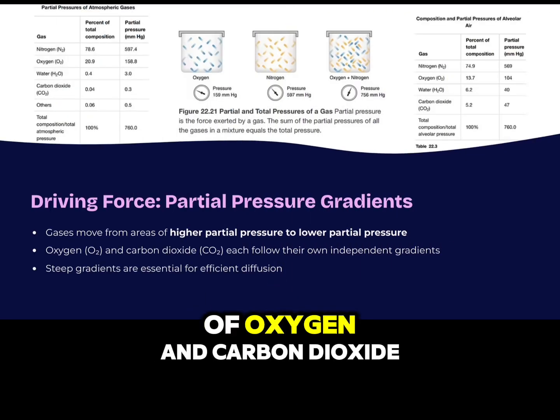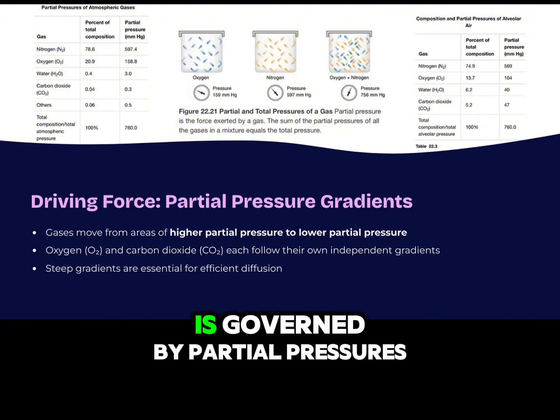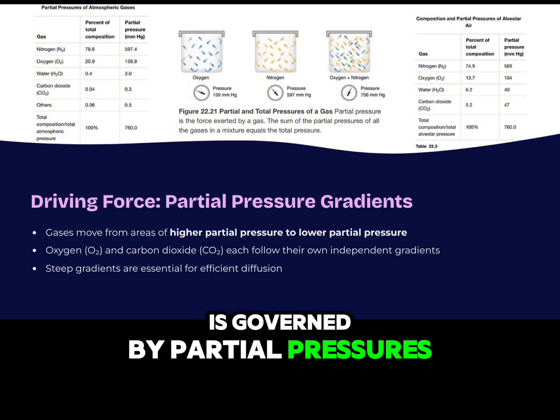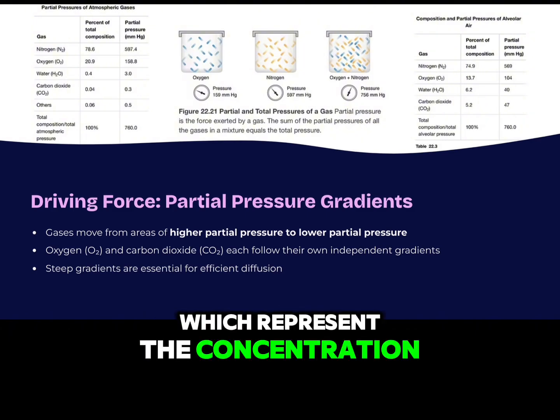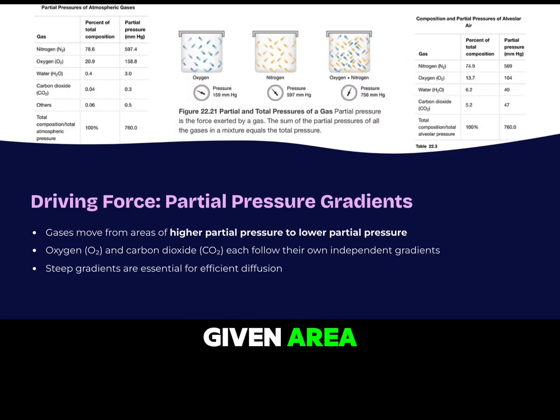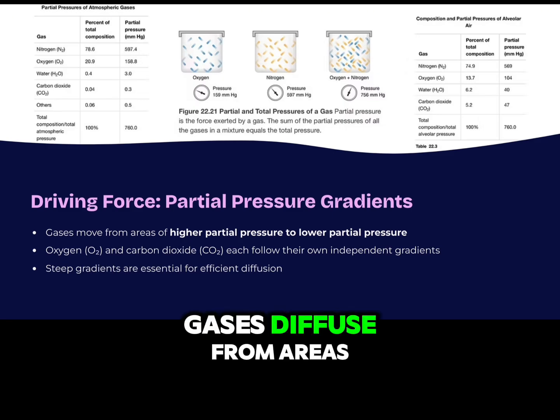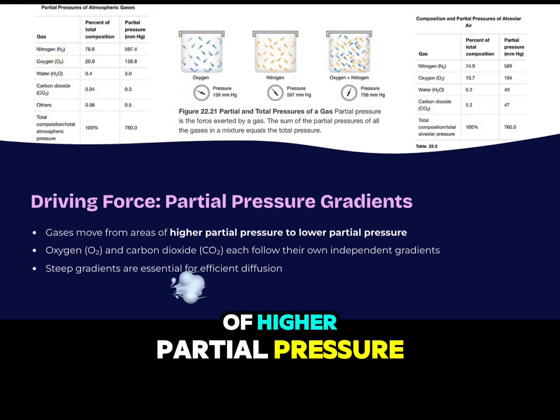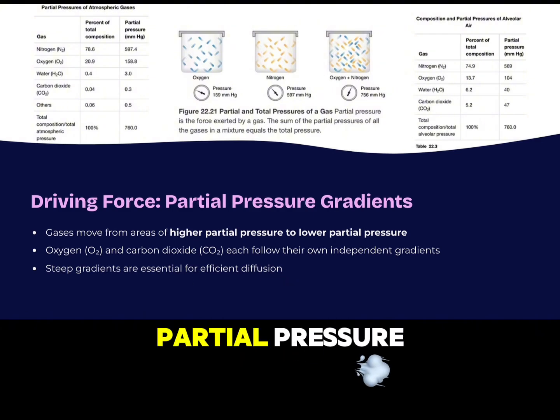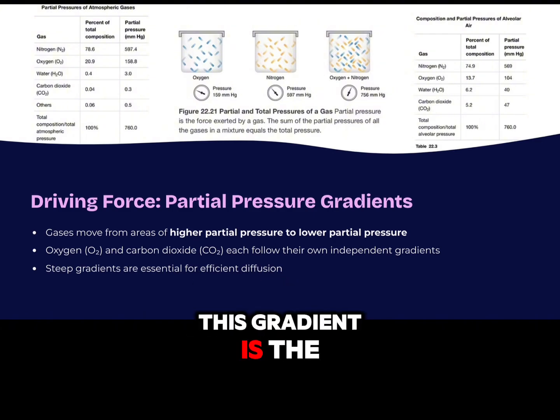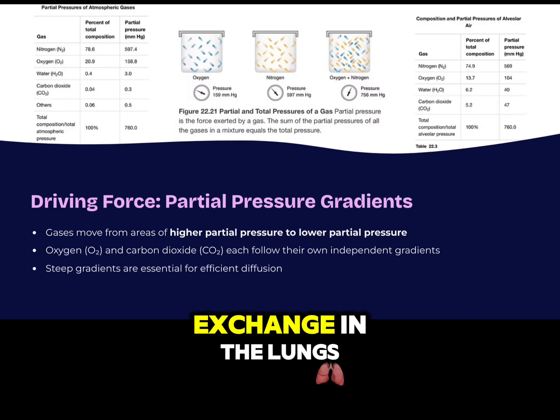The movement of oxygen and carbon dioxide is governed by partial pressures, which represent the concentration of each gas in a given area. Gases diffuse from areas of higher partial pressure to areas of lower partial pressure. This gradient is the key driver of gas exchange.